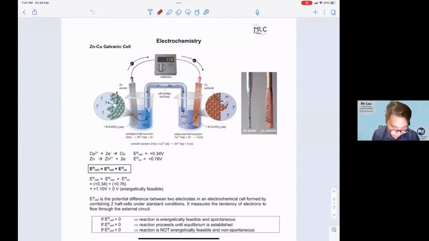Your schools will teach you to do E0 cell equals E0 reduction minus E0 ox. But I'm going to show you an alternative method. Both are accepted at A level, Cambridge. So what you do is this.